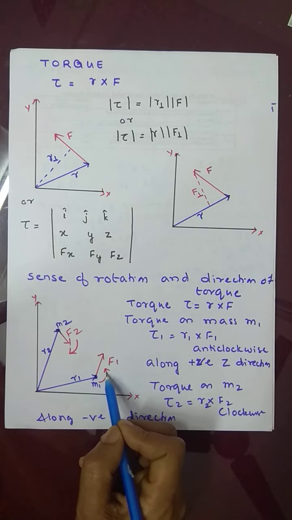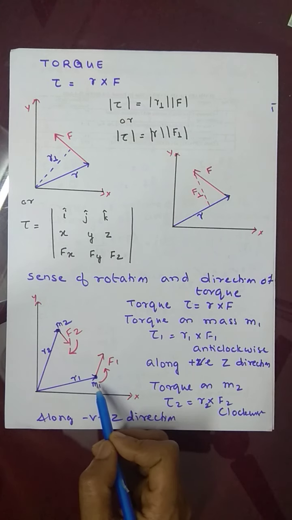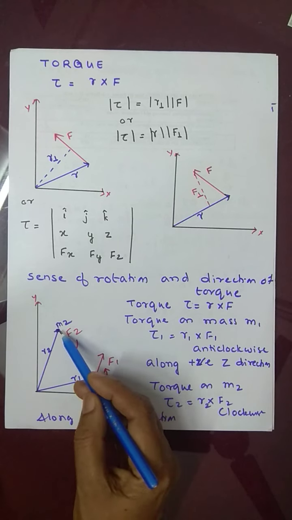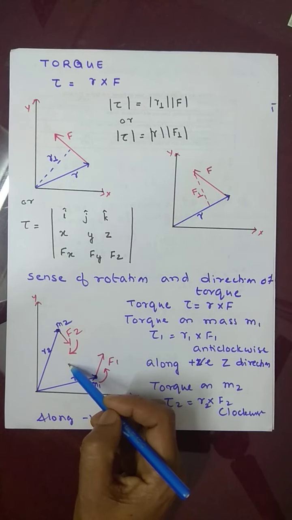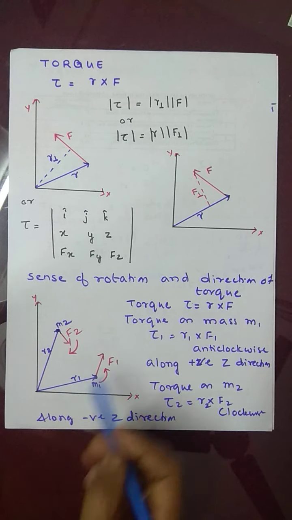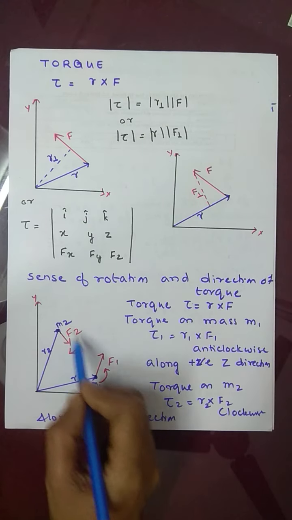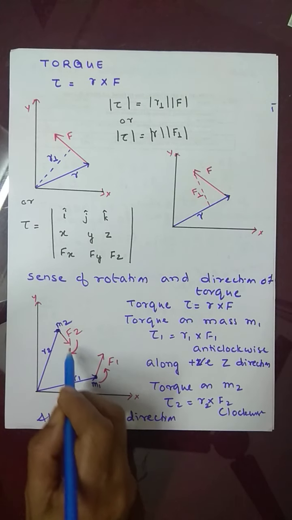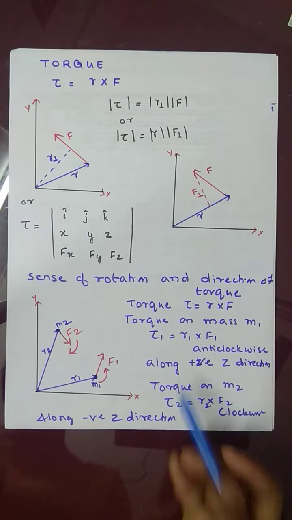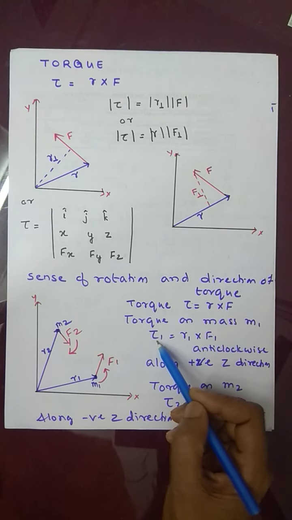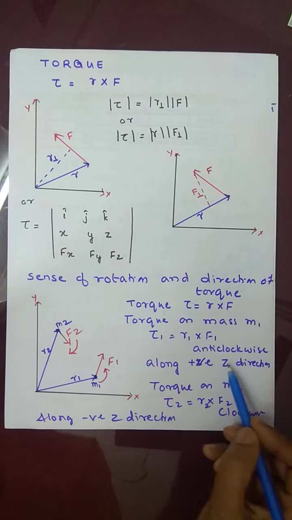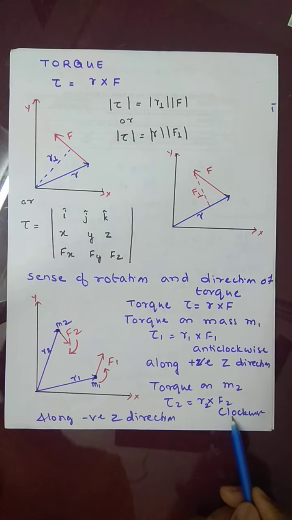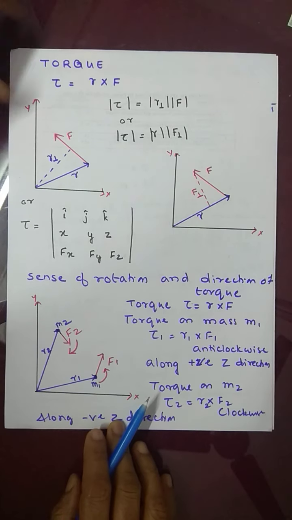So the direction of the torque will be along the z-axis, positive direction. You look at mass m2, position vector is r2, force F2 is acting in this direction, tending to rotate it in the clockwise direction. So the direction of the torque will be along the negative z direction. Torque on mass m1, tau 2-1, which is r1 cross F1, being anti-clockwise, is along the positive z direction, and torque on m2 being clockwise, it is along the negative z direction.